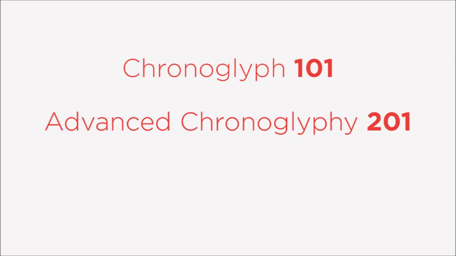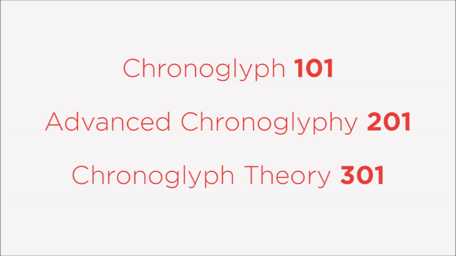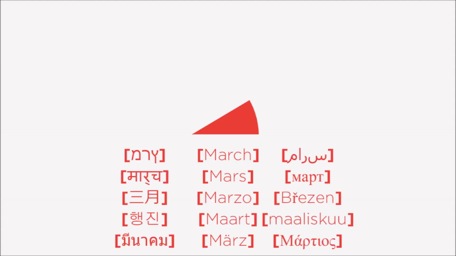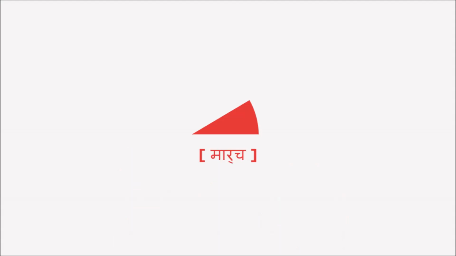So now that you have a handle on advanced chronography, I think you're ready for the final course, Chronoglyph Theory. This is March. It will always look like this. Pointed corner, flat bottom, slanted edge going up and to the right. In the bracket is how we denote March in English. It looks different in French, Spanish, Dutch, or German, or certainly any of these other languages. And if you want to communicate March in Hindi, you need to decipher this and be able to tell the difference from this, which is February.